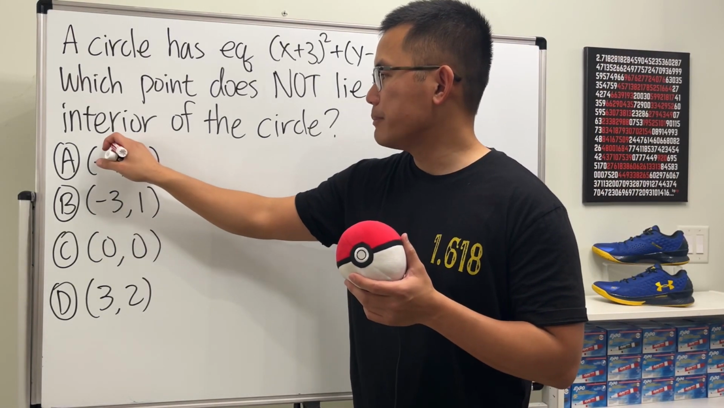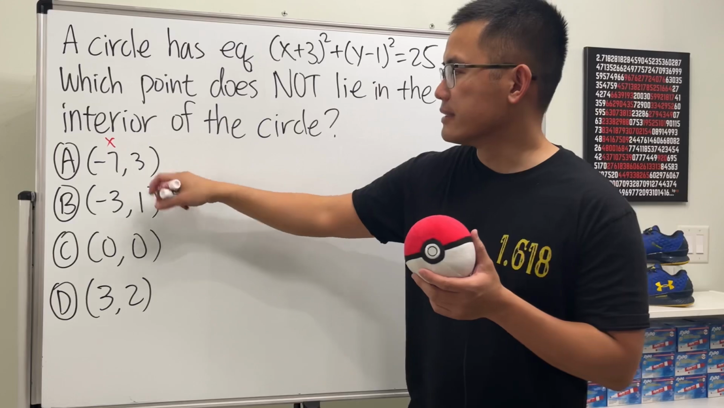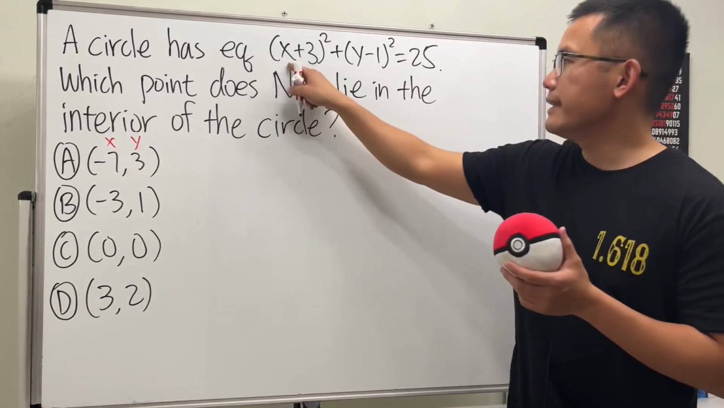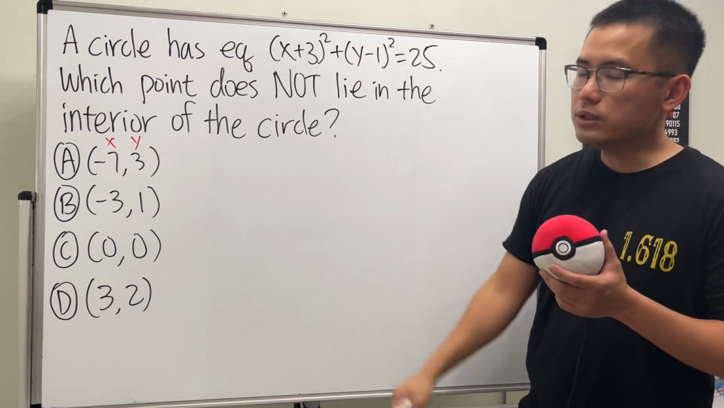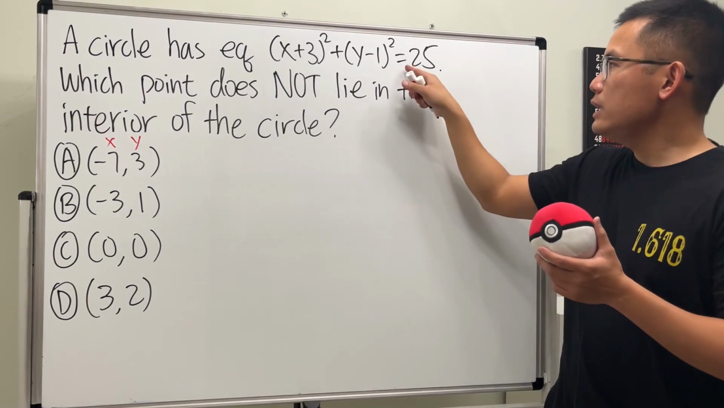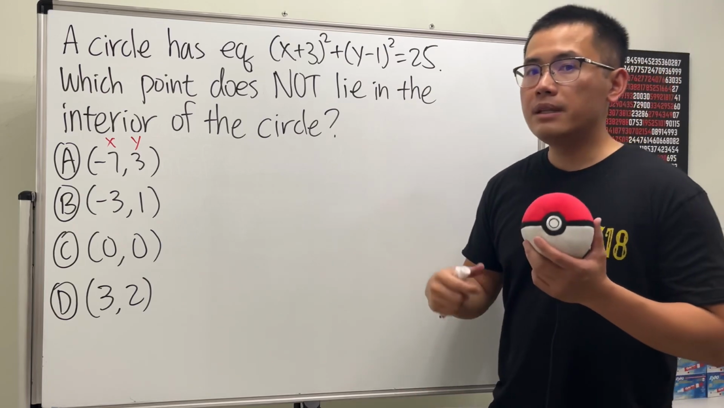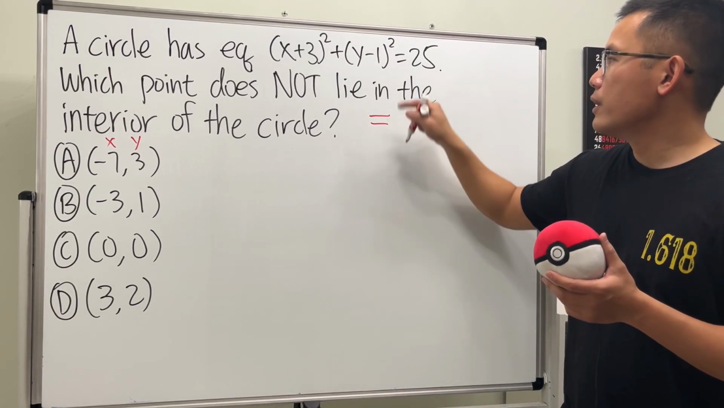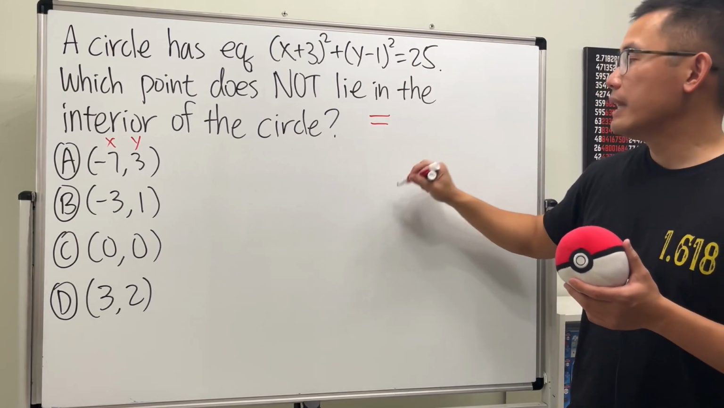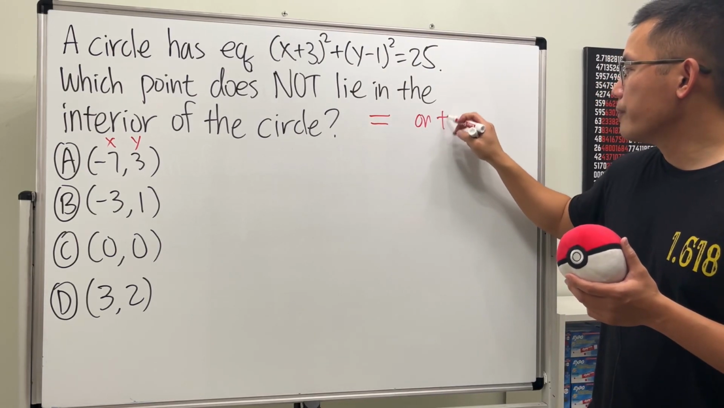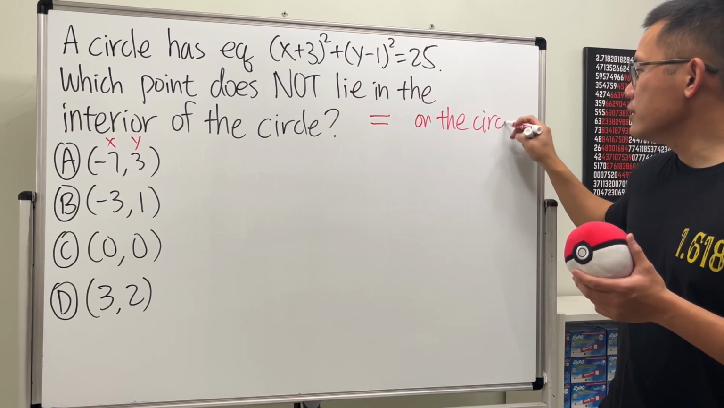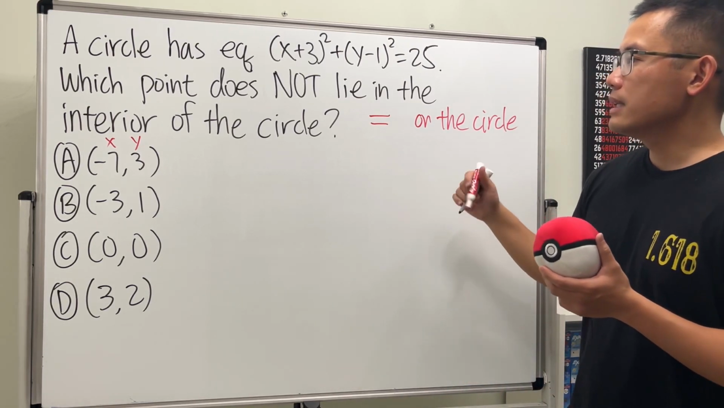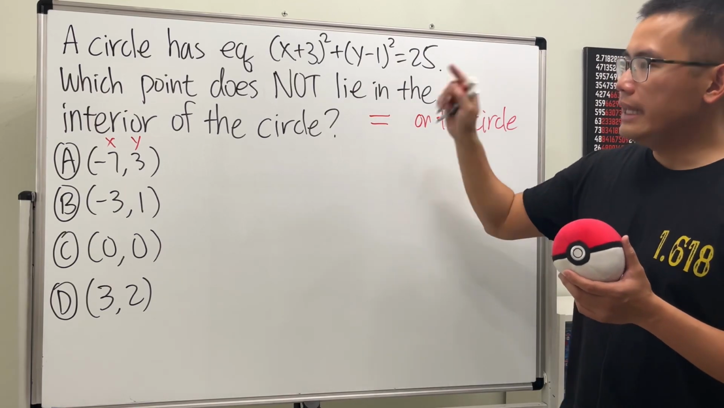So these are the points that we have. And of course, the first number will represent the x value, and then the second number will be the y value. If we put this and that into the x and y right here and work that out, if the result is equal to 25, that means the point is on the circle. So let me just write that down. If we do get equal, that means on the circle. But the question is not asking us to find the point that's on the circle. We want it's not inside.